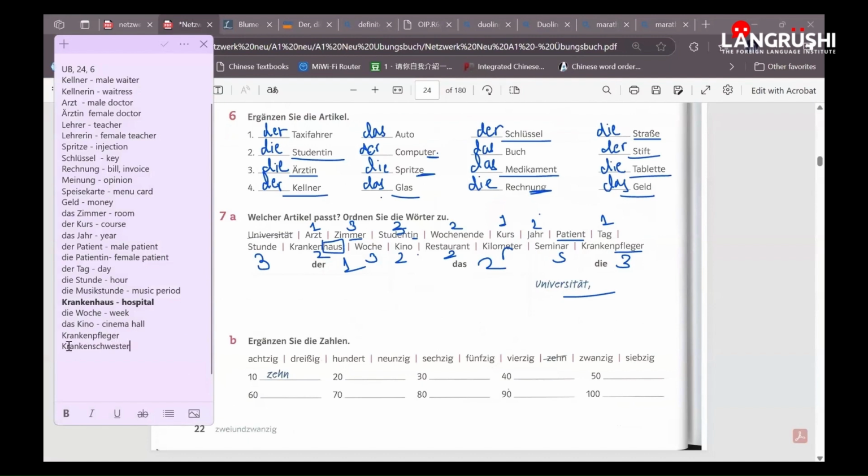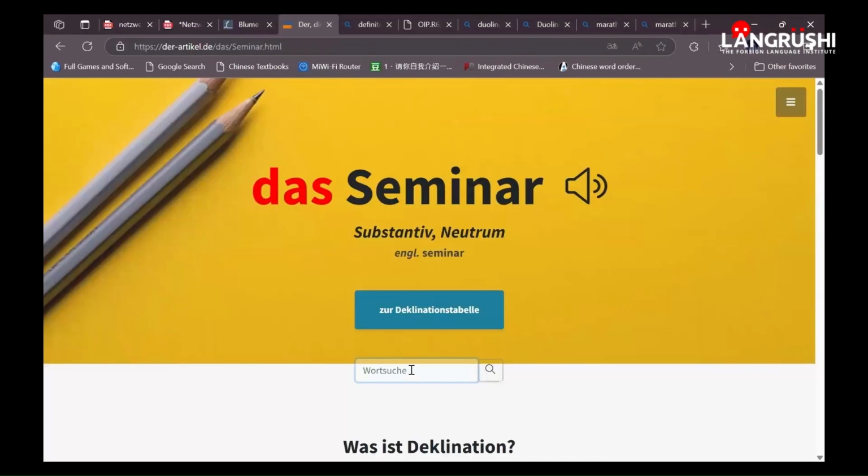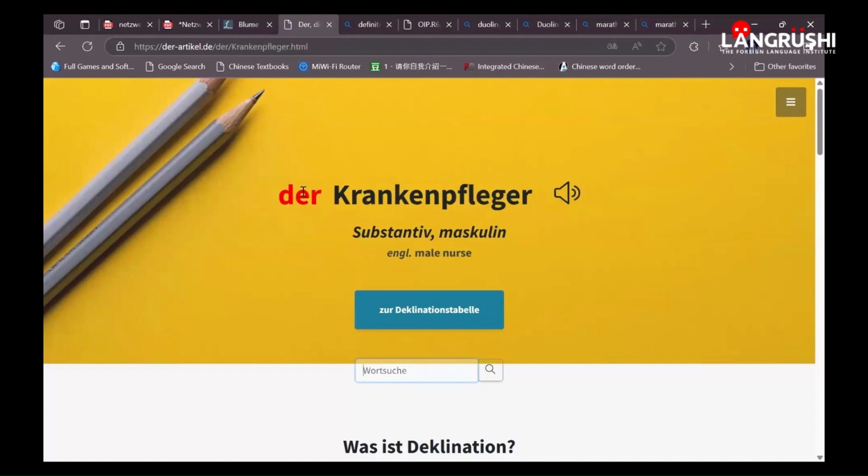So if we have a female nurse, we'll call her Krankenschwester. If we have a male nurse, we'll call him Krankenpfleger. Okay, it is a male nurse. Krankenpflege. But when I'm searching for it, it shows D, and the R is not added.